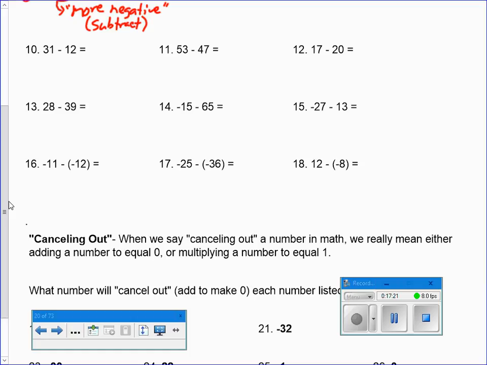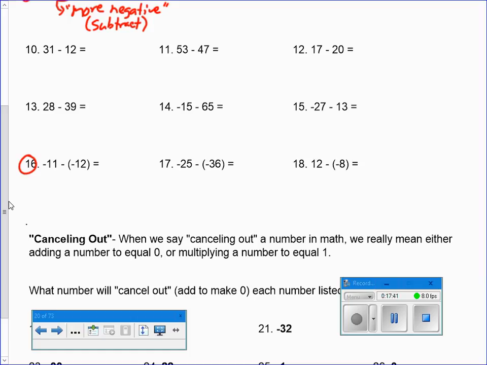Alright, then the last one we're going to go through is number 16. So again, if you don't have this sheet, it is linked on the Canvas page, so you can get it off of that class website.